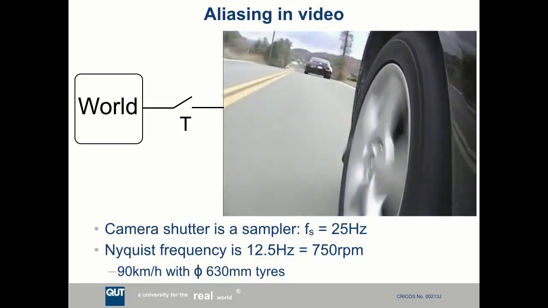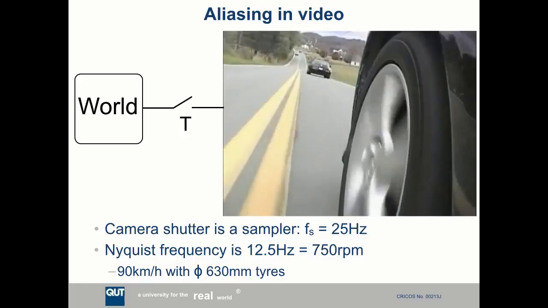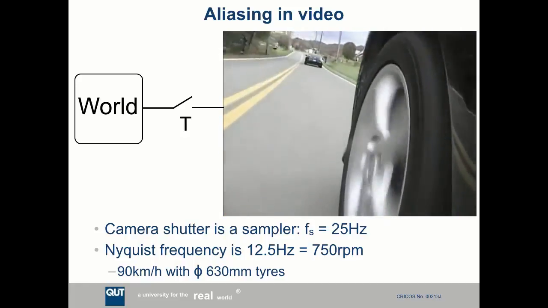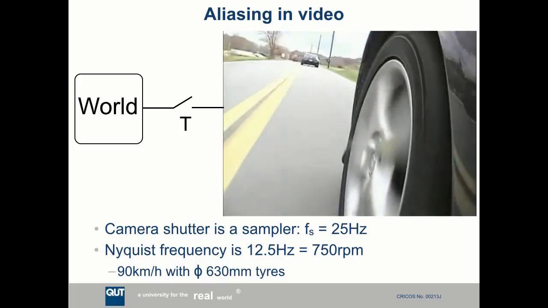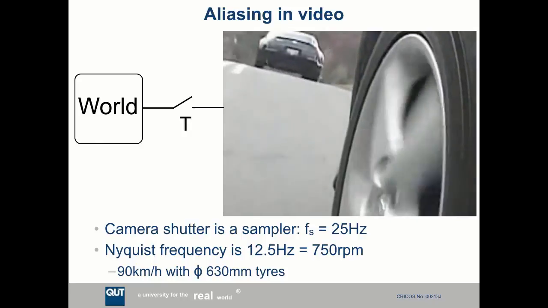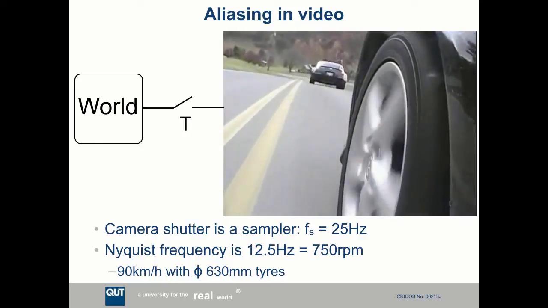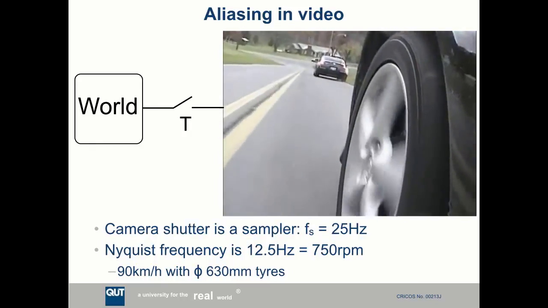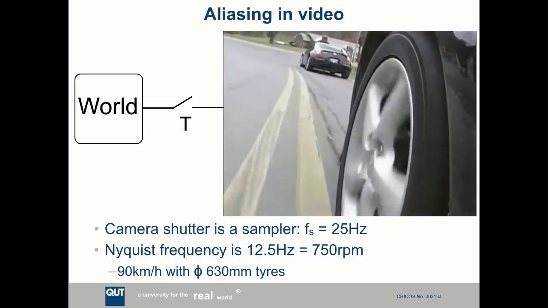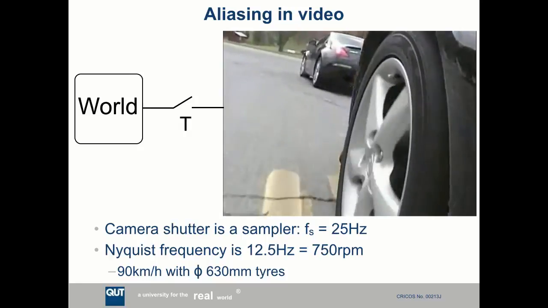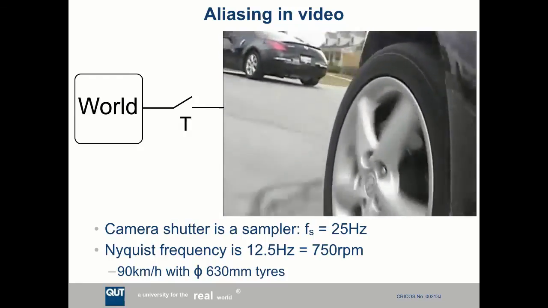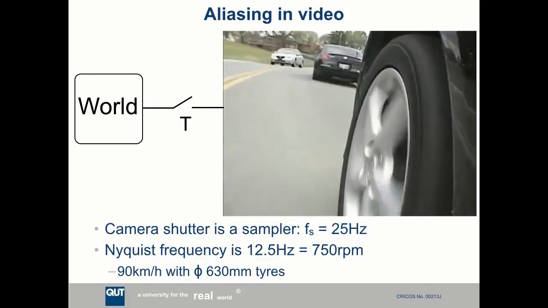So I worked out 750 RPM, 90 kilometers an hour, 630 millimeter diameter tires, should give me the aliasing. But it's more complex than that because the wheel's actually got a number of spokes, right? So the wheel doesn't have to go through a whole revolution to look the same. As long as it's just moved by one spoke, it will look the same. So actually the Nyquist frequency comes down, yeah? So you'll get aliasing at some fraction of 90 kilometers an hour.